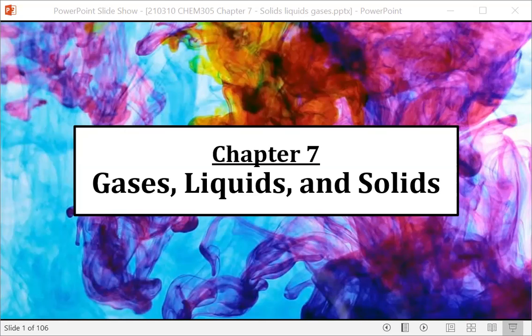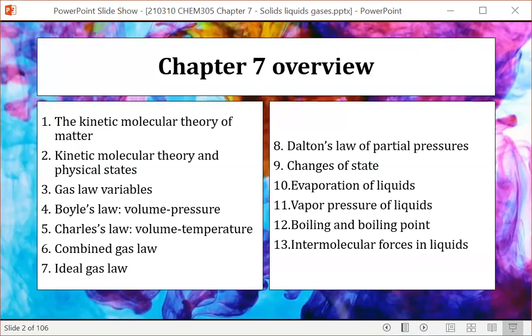Chapter 7 is all about gases, liquids, and solids. So we'll start out with just a brief introduction to the chapter, and then we'll start going through the chapter section by section. In chapter 7, these are all of the things we're going to talk about and the corresponding textbook section numbers 1 through 13.